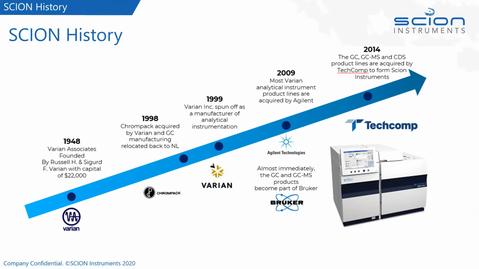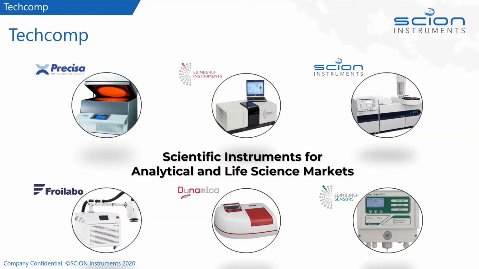So as I said, we are owned by a company called TechComp, and TechComp have various life sciences and scientific instrumentation under 6 different companies. And what we aim to do is be able to supply the laboratory with a lot of the equipment you need, so you don't have to go to different vendors. We can supply cross-functional products. So we do balances, spectrometers, freezers, pH meters, gas sensors, and then of course SCION specialises in the chromatography part of the laboratory.